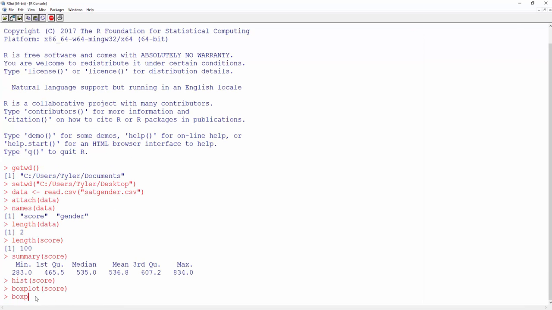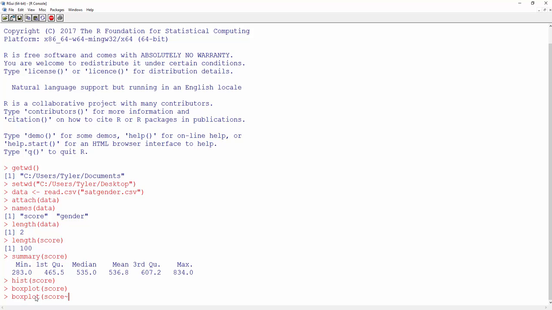So now if I go boxplot and I go score and then this tilde button, you might have to find that on your keyboard. I know if you have a Mac or a PC, it's in a little different spot. On my PC, I hit Shift and then hit the button to the left of the number 1 on my keyboard, but yours might be in a different spot.